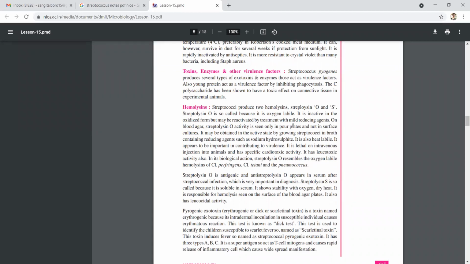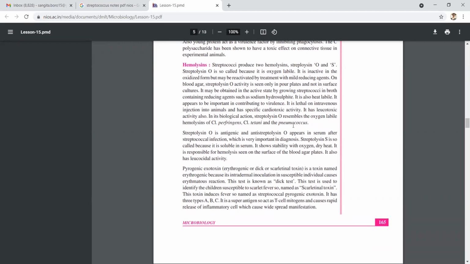And in its biological action, streptolysin O resembles the oxygen-labile hemolysin which is present in Clostridium perfringens, Clostridium tetani, and pneumococcus. So it is quite similar to the streptolysin O that is secreted by perfringens, tetani, and pneumococcus also.